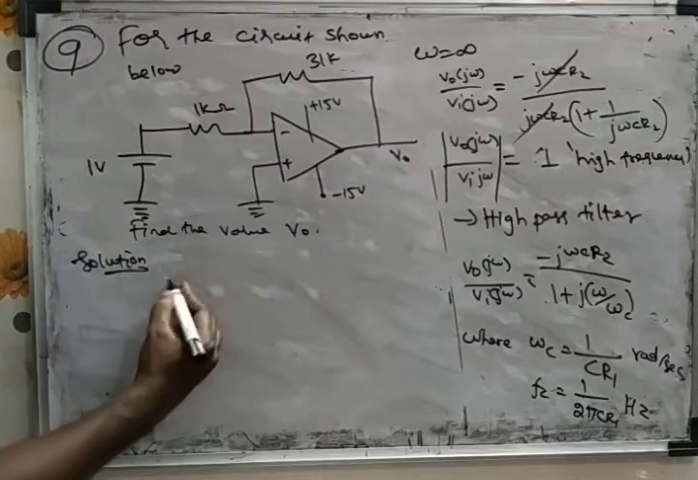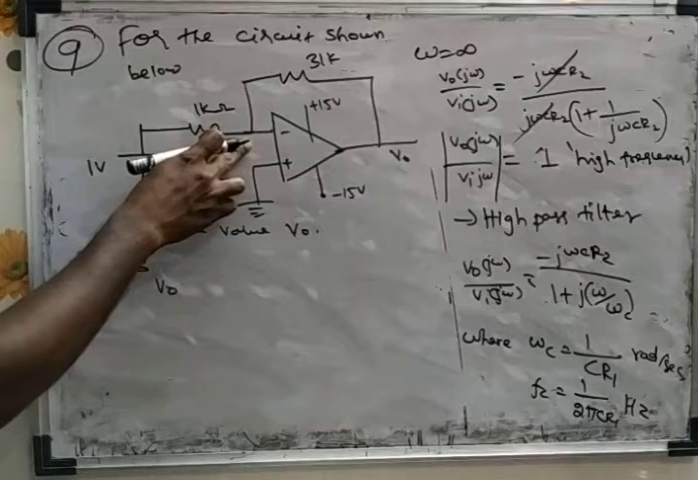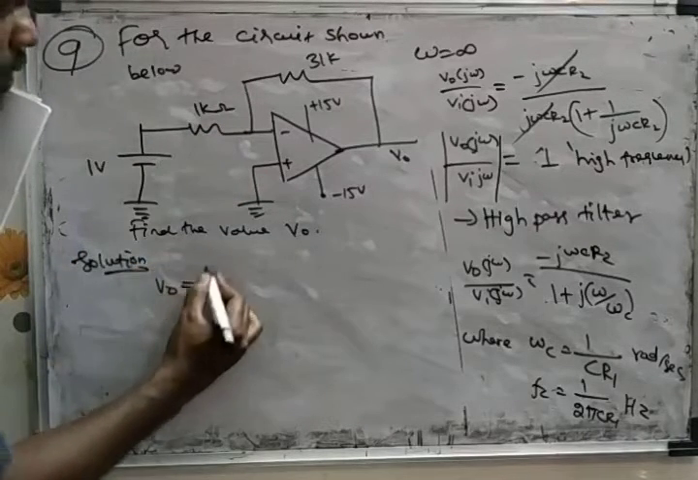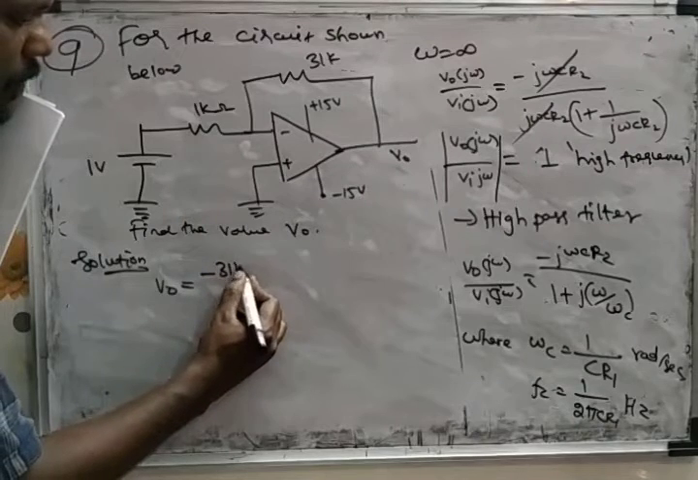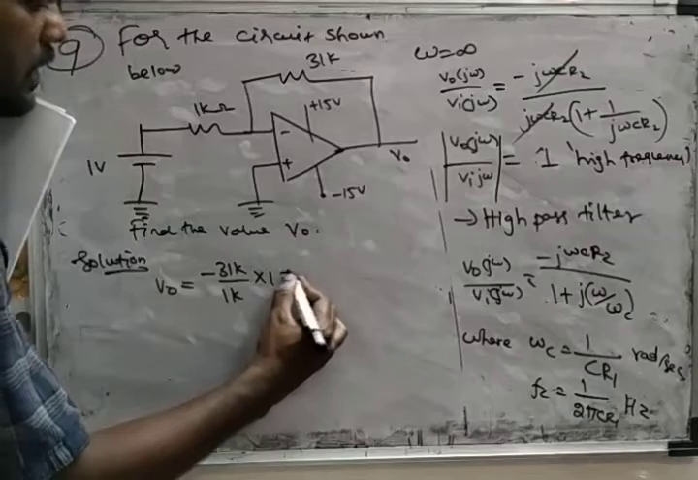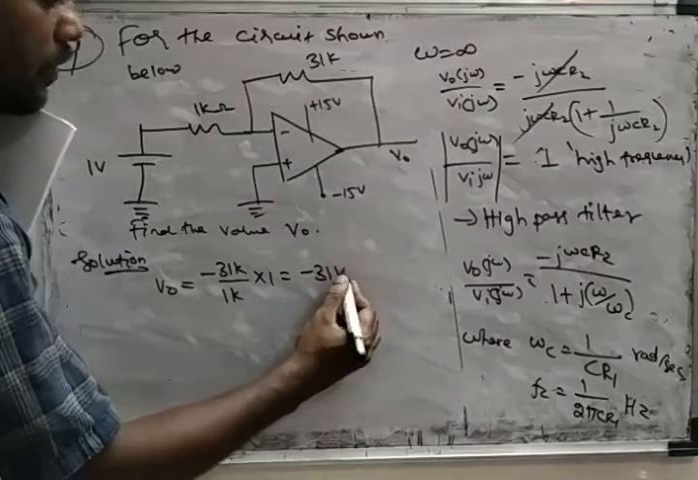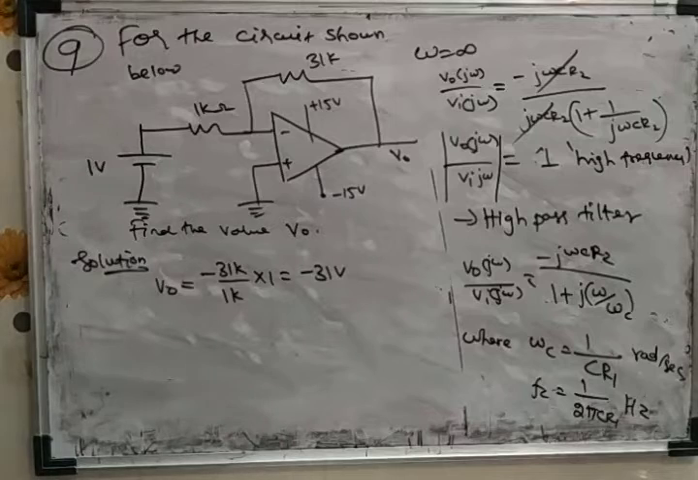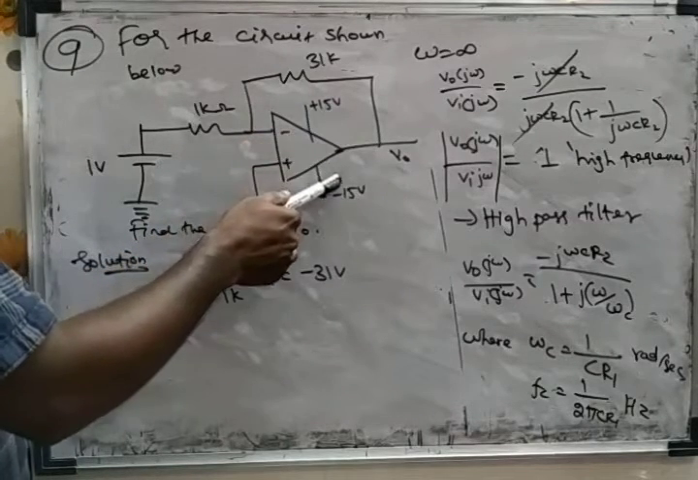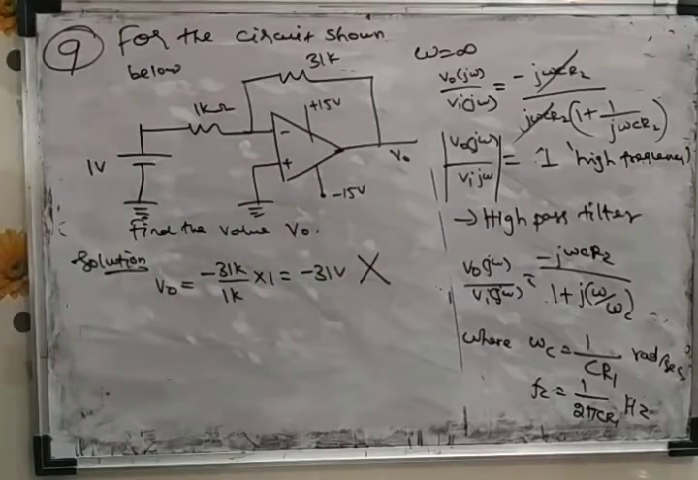So actually, the input is given to the inverting input terminal. Your V naught is equal to minus 31k by 1k into 1 volt, which means your V naught is minus 31 volt. But we are applying a supply voltage of 15 volt only. So this will be wrong.